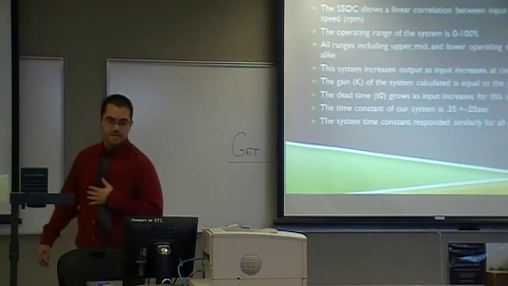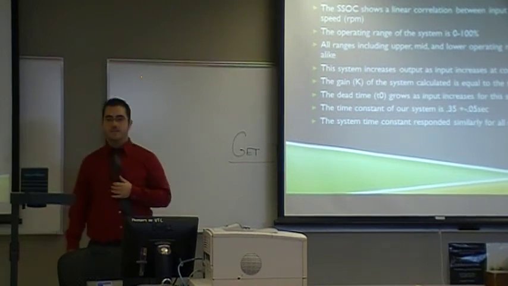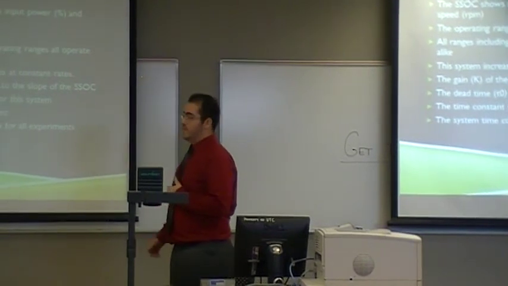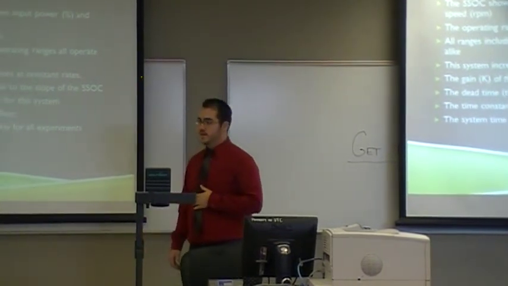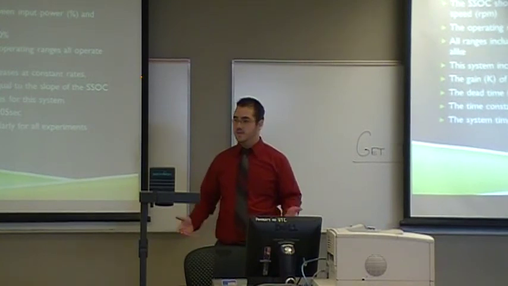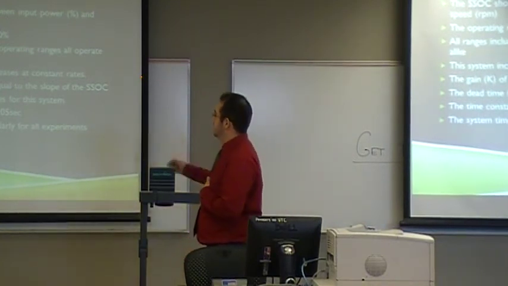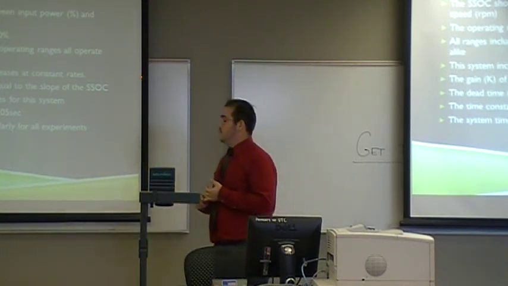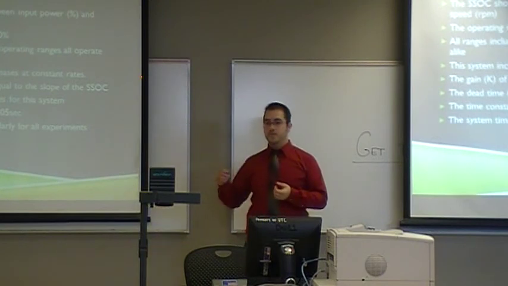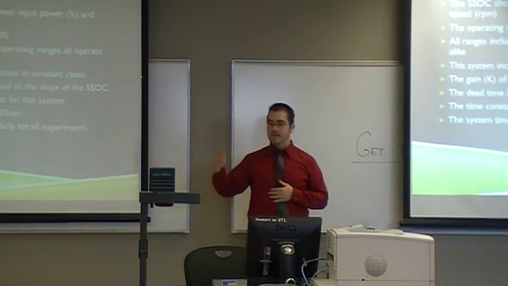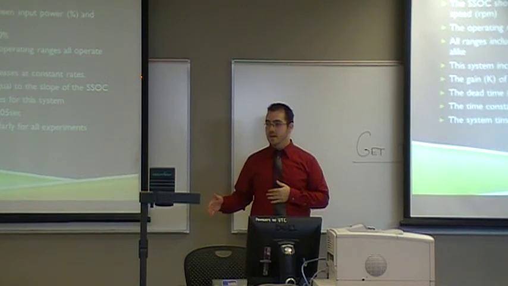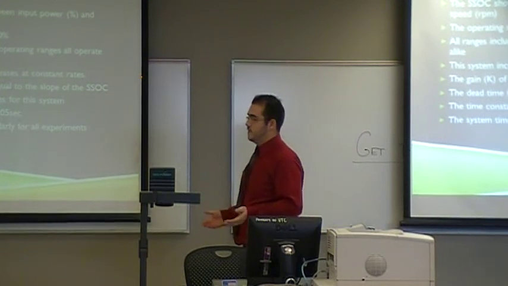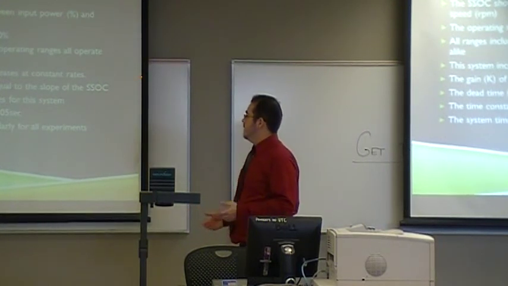And in conclusion, the steady state operating curve shows extreme linearity between the input percentage and the speed in RPM. The operating range of the system is 0 to 100%. Again, it's also 0 to 1750 very linearly for the RPM. All the ranges, including the upper, the lower, and both the mid ranges, all operate alike. The three steps that we did for each step response, up and down, the graphs look exactly the same. And so we had very little in terms of uncertainty for any of the graphs. We basically got the same results for all of them.